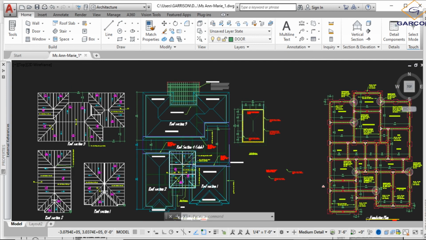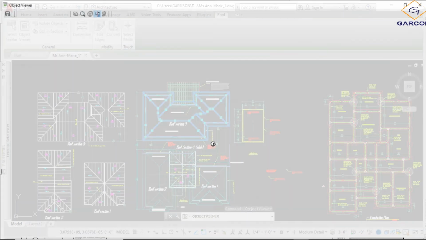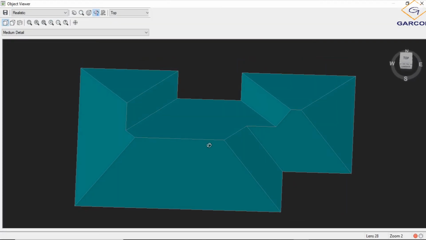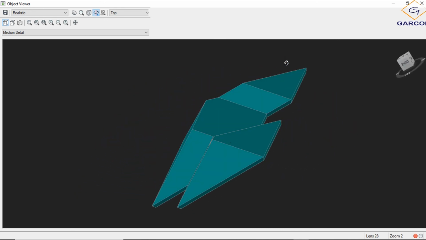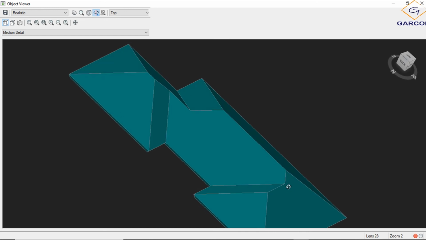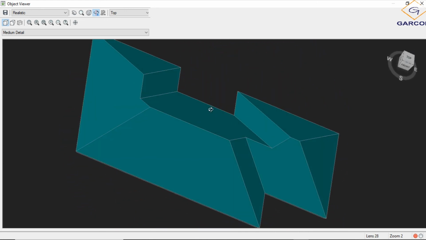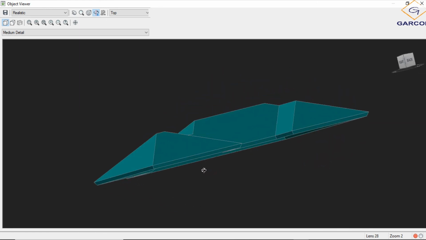Alright. So for a person who does drawing, they can do this. Draw the roof, then click object viewer, and basically you can see what the roof will look like and interact with it. So you see the basic features of the roof. You can interact with it just by looking at it, right?